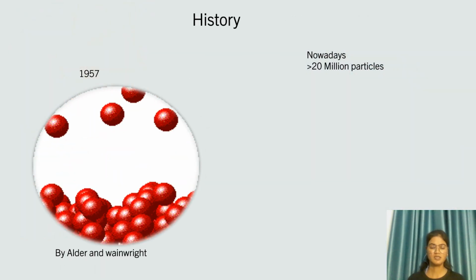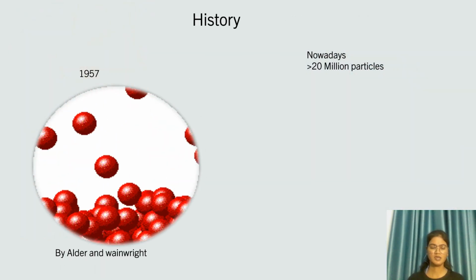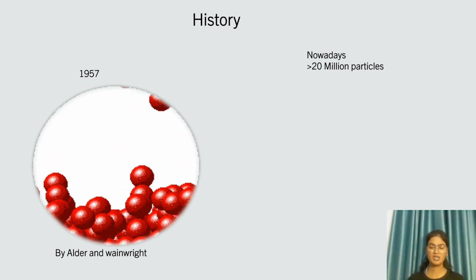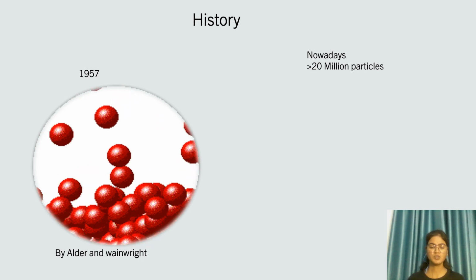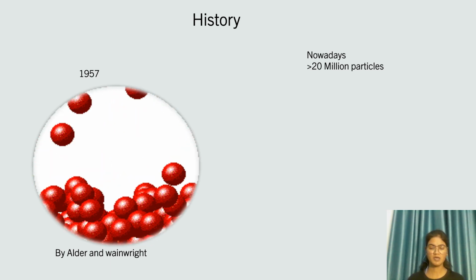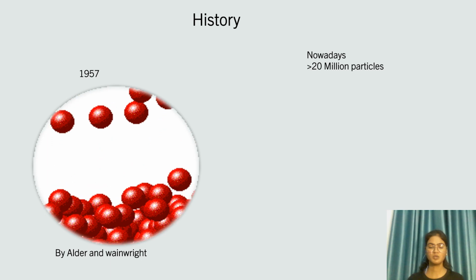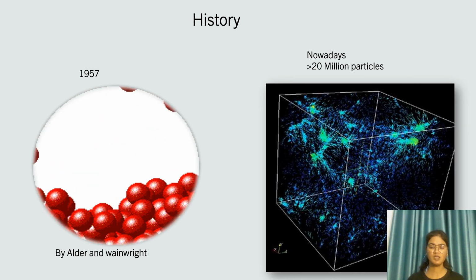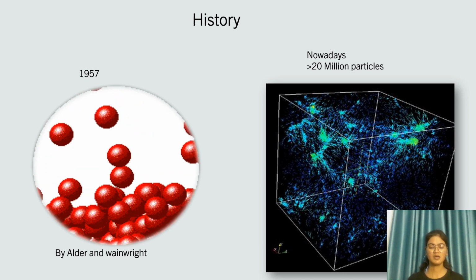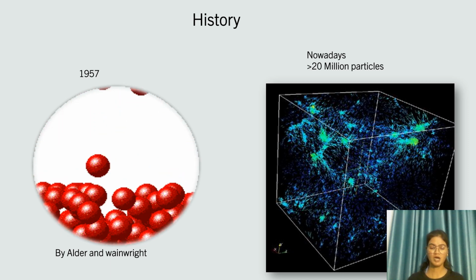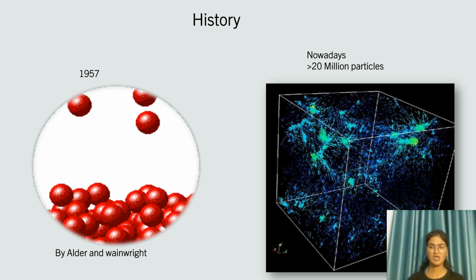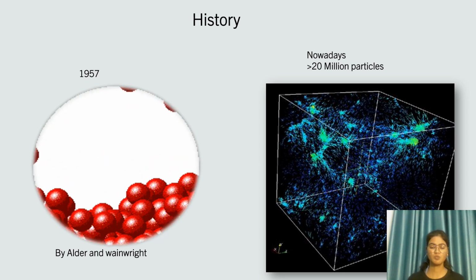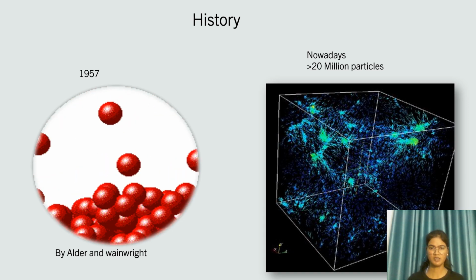Now let's go further and talk about some history. The first molecular dynamics simulation was done in 1957 to study the properties of a hard sphere fluid. As compared to molecular dynamics simulation today, they had a relatively small number of particles in their simulation box. But now it contains complex systems and a large number of particles because we have access to more powerful hardware.